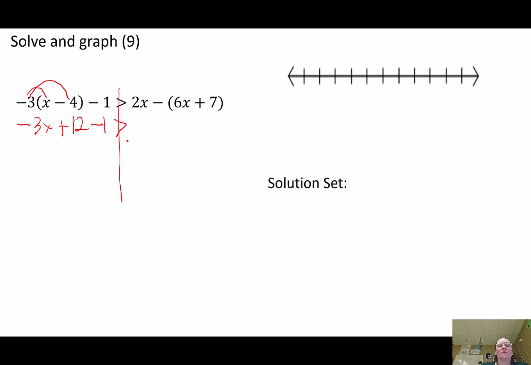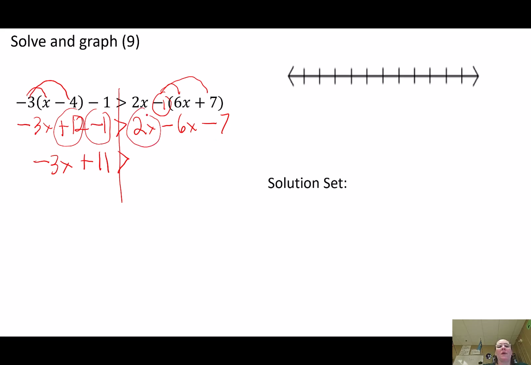Okay, then I'm going to combine my like terms here. So negative 3x. Well, 12 minus 1 is 11, so plus 11. Now I'm going to work the other side. Remember, this right here tells me I'm multiplying by a negative 1 through there. So 2x is going to be minus 6x minus 7. Combine my like terms. So 2x minus 6x gives me negative 4x minus 7.